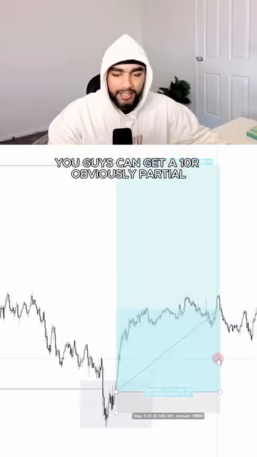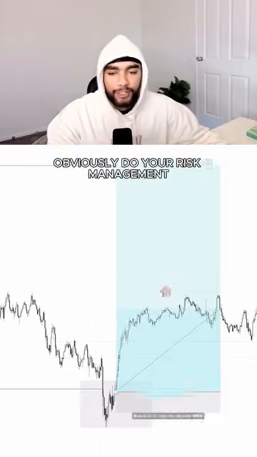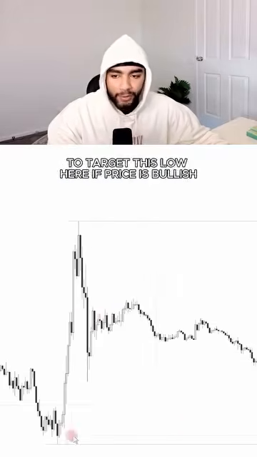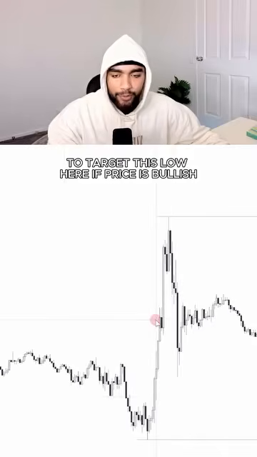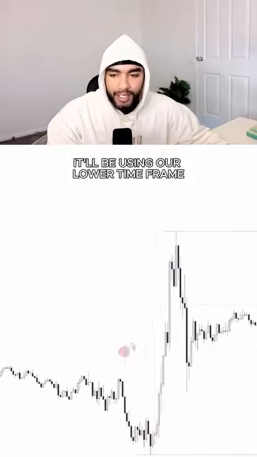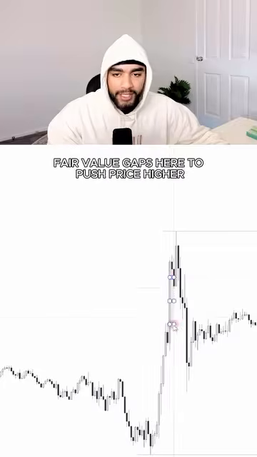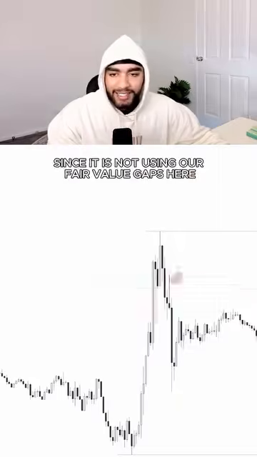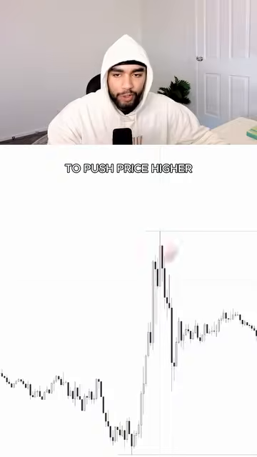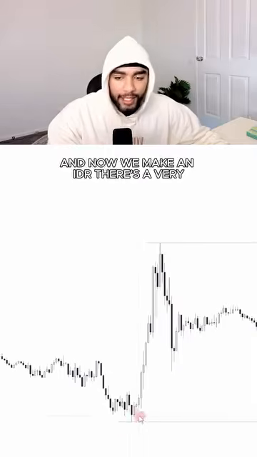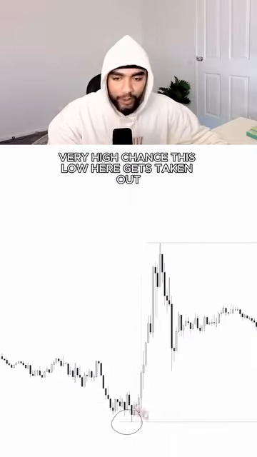Just like that, you guys can get a 10R, obviously partial, obviously do your risk management, all that. And now we could do the same thing to target this low here. If price is bullish, you'll be using our lower time frame fair value gaps here to push price higher. Since it is not using our fair value gaps here to push price higher, and now we make an IDR, there's a very, very high chance this low here gets taken out.